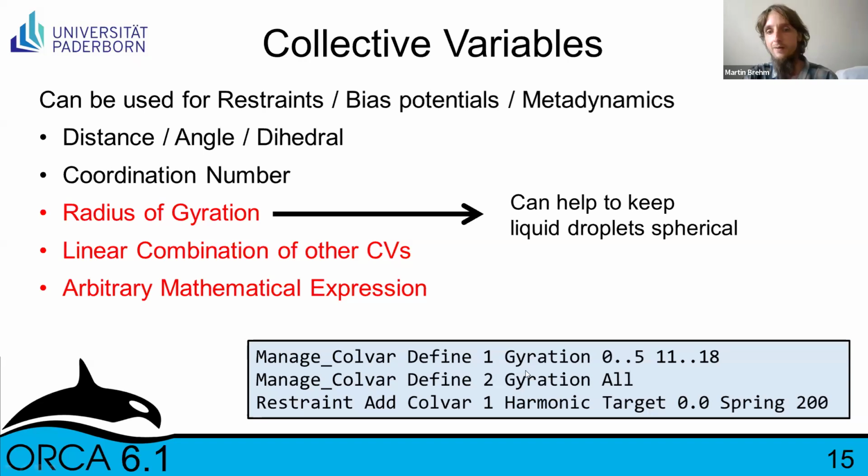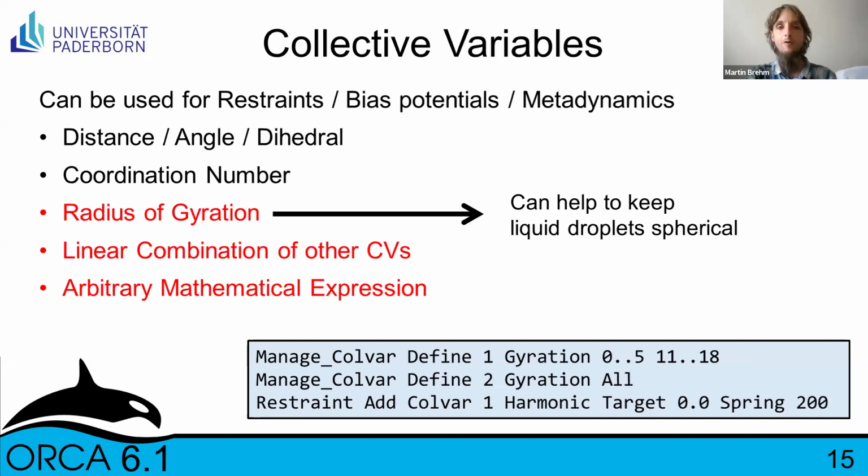Here you see an example in the lower part in the ORCA input. You define one collective variable as radius of gyration for only a selected group of atoms. You can also define a collective variable for the radius of gyration of your whole system, and you would simply write all here instead of specifying atom numbers. And then you can add a restraint for the collective variable 1, which you just have defined, a harmonic restraint, and you set target to 0 and a spring constant. This means that the radius of gyration of your group of atoms is pushed towards 0, so they try to keep a spherical shape, which can be interesting in simulations.